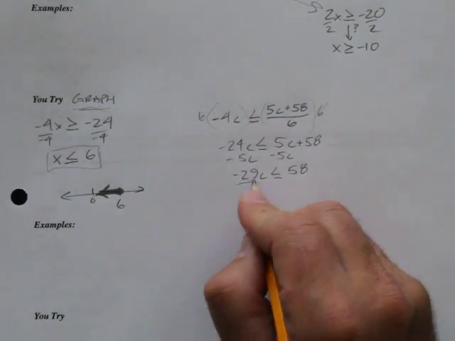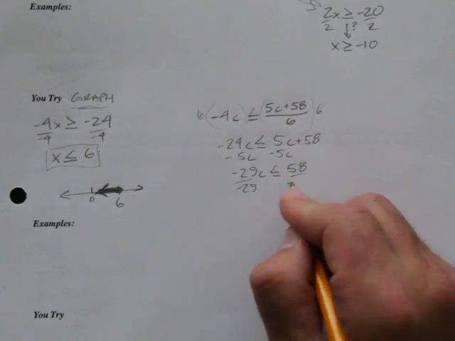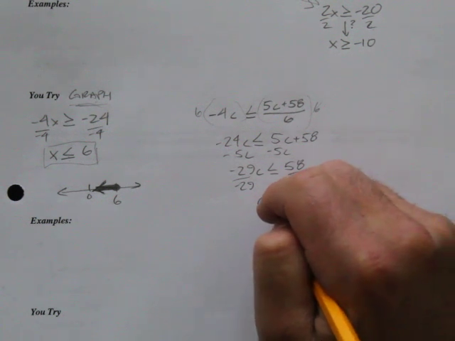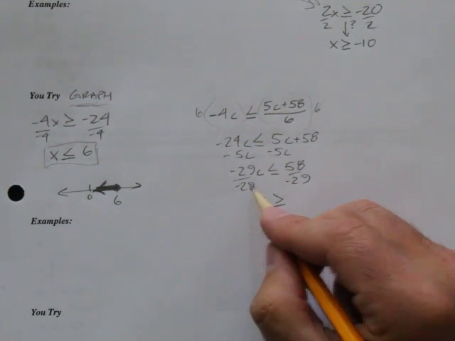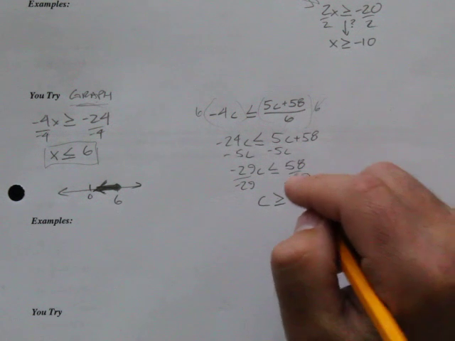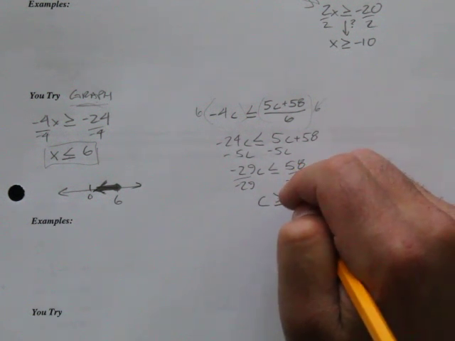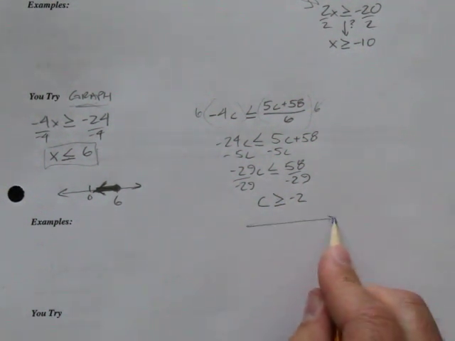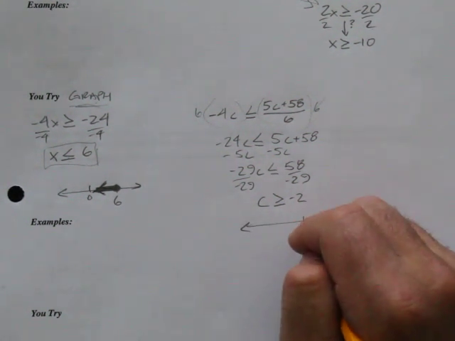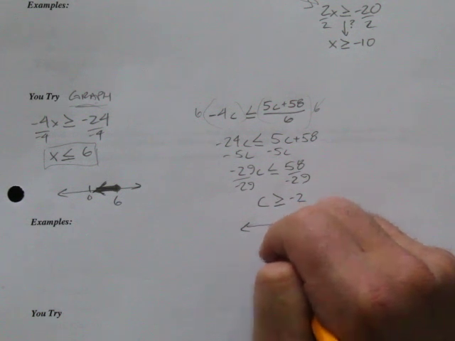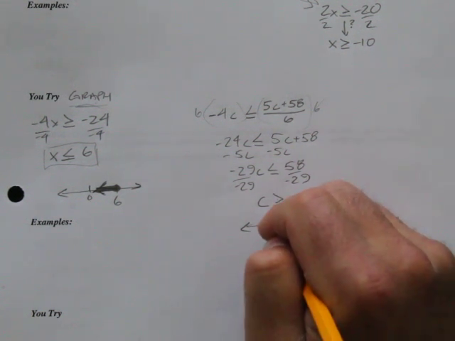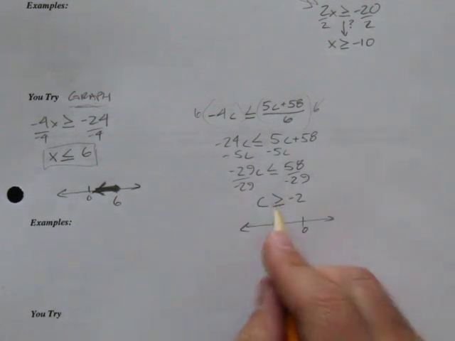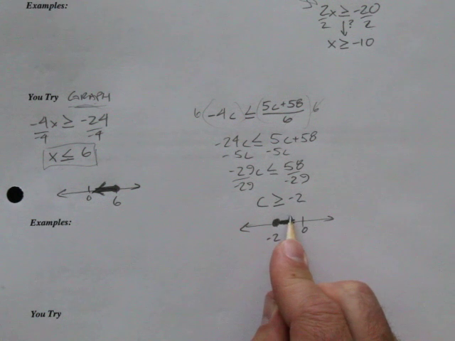And then I just divide both sides by negative 29 to get c by itself. And then I end up with c is greater than or equal to, look, I divided by a negative number, I've got to flip it. 58 divided by negative 29 is negative 2. So I draw my graph. I put 0 right here. I put negative 2 right here, or equal to, so I'm going to have a solid circle there. c is greater than that, arrow to the right.